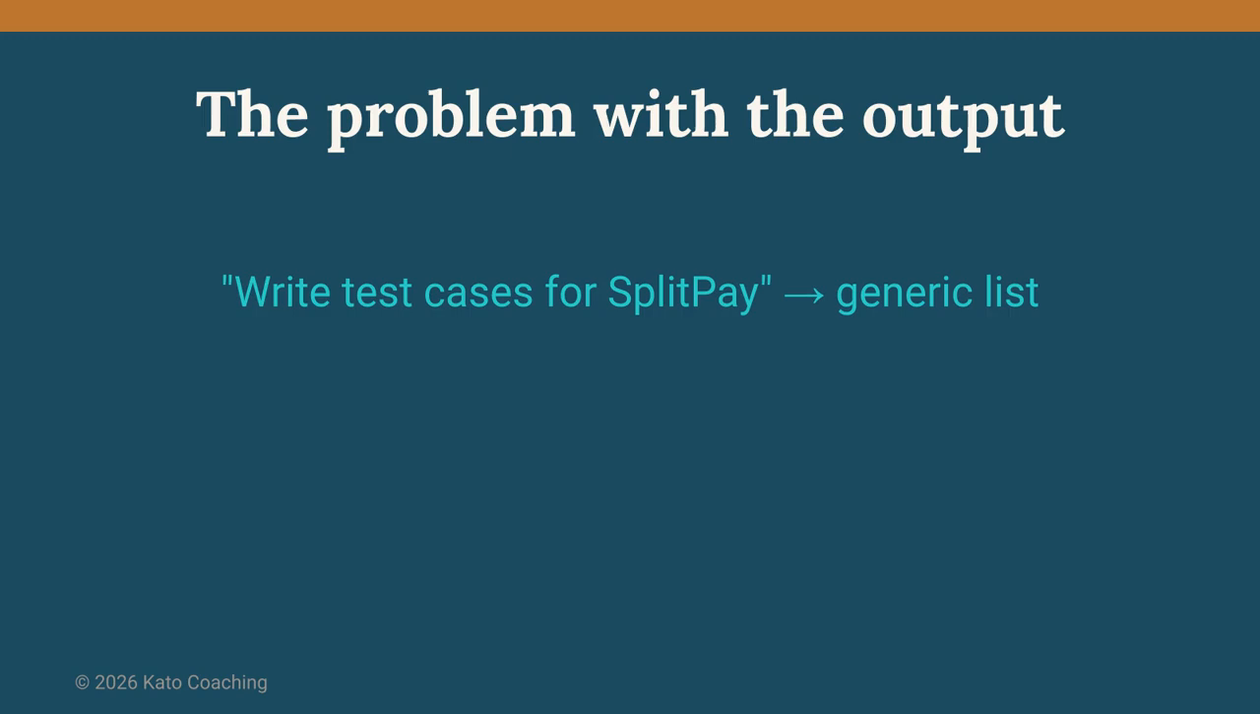I got back 20 test cases for a payment feature last week. Numbered list, happy path, alternative flows, error handling. Every one of them was something I already knew to test. The prompt was, write test cases for SplitPay. That prompt is the problem, and it's an easy one to fix.